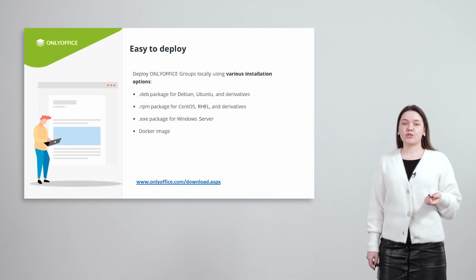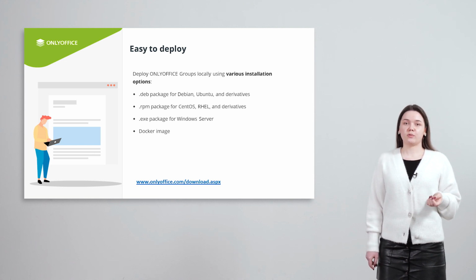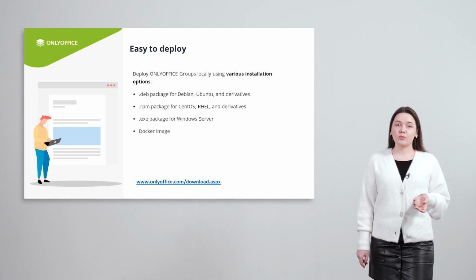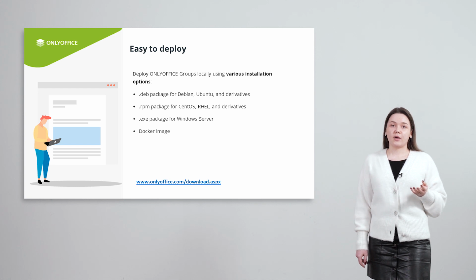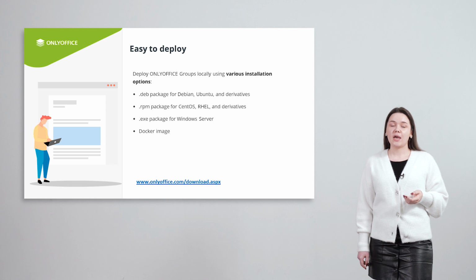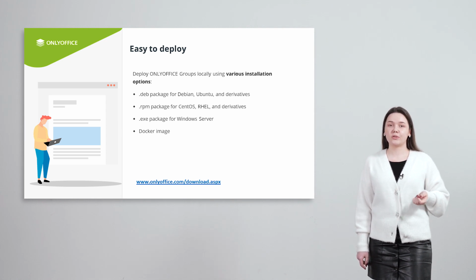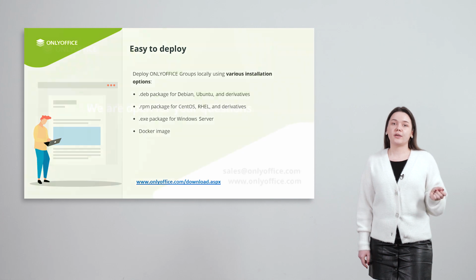So, are you ready to try ONLYOffice Groups? It's really easy to deploy it on your own server. You can choose between various installation options that are suitable for you. There are packages for Windows and Linux, and also a Docker image. You are really welcome to download the latest version of ONLYOffice Groups from our official website. It's completely free, it's completely open source, and it's really cool.